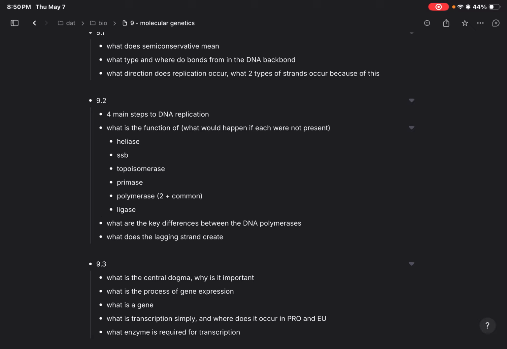Topoisomerase, that's responsible for breaking and then reforming the DNA bond. I'm not fully understanding what bond is breaking and why it's reforming them again, but it's like because it's coiled, topoisomerase, it'll just break and rejoin the DNA helix ahead of the fork. I'm just gonna check this out.